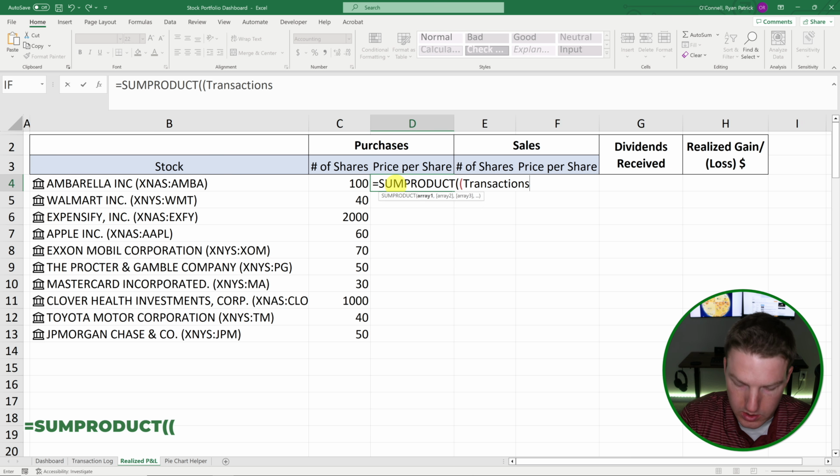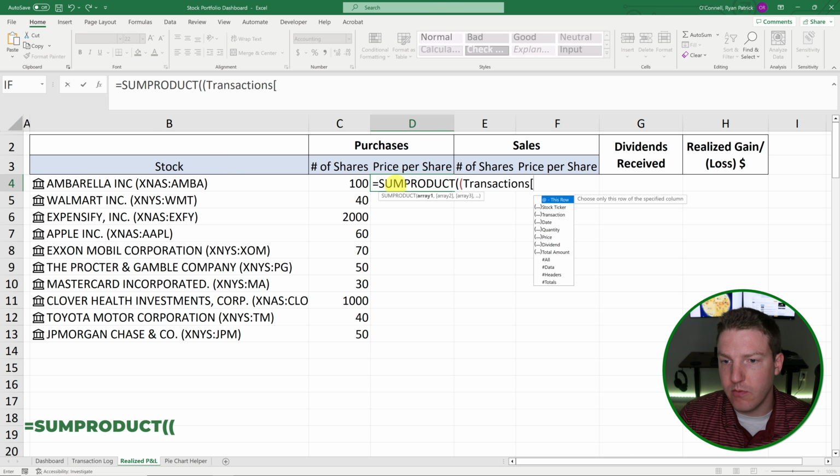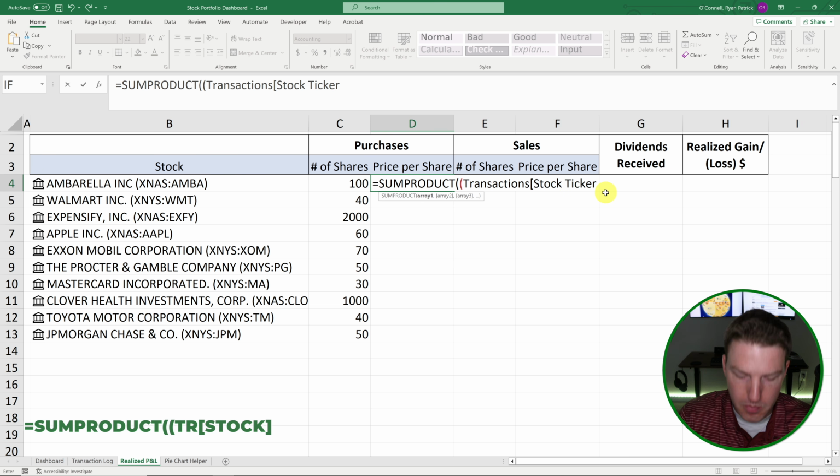So we're going to do transactions, and then we're going to check for stock ticker. And we want to make sure that the stock ticker matches the one that's in column B over here on the same row. And then we can just do an asterisk. So this will tell it to check for another condition.